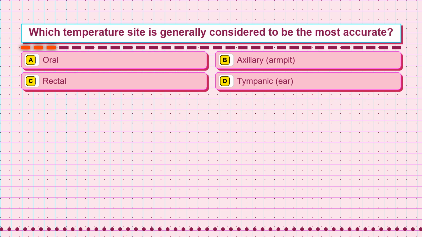Question 24. Which temperature site is generally considered to be the most accurate? Option A, oral. Option B, axillary, armpit. Option C, rectal. Option D, tympanic, ear.